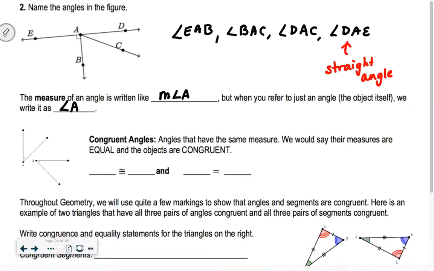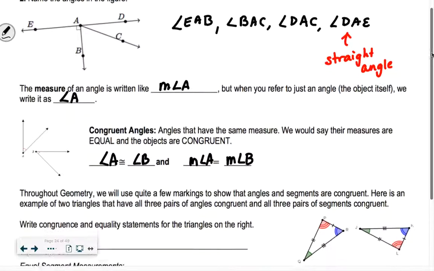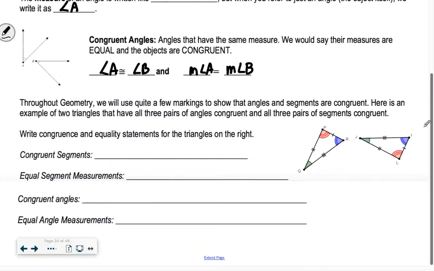Congruent angles are angles that have the same measure. So we could say their measures are equal, and the objects are congruent. So I could say angle A is congruent to angle B, but I could also say the measure of angle A is equal to the measure of angle B. The objects themselves we read as congruent, and for the numbers, like the measure of an angle, we say it is equal to the other measure. It's a slight difference, and we'll talk about that throughout geometry.